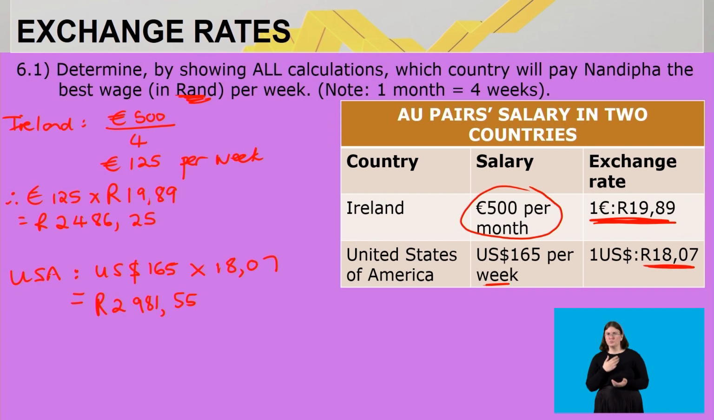So guys, when we look at this, I'm sure you'll agree with me that the USA will definitely give her the best wage per week. Are we clear? Simply because 2,981 rand 55 cents is more than 2,486 rand and 25 cents.